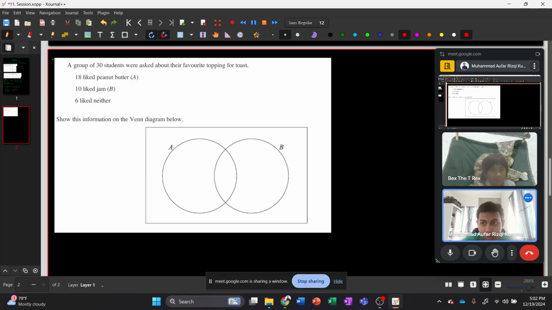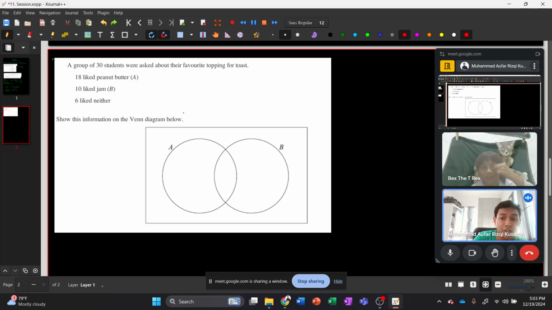Okay, so I want you to complete the diagram. A group of 30 students were asked about their favorite toppings for toast. 18 like peanut butter, denoted by A. 10 like jam. 6 like neither. Show the information on the Venn diagram below. Usually when we do a Venn diagram, we start from the... Okay, because 18 equals A, you put 18 in the A circle, also known as the left circle. But here's the thing, Bex. There could be a student who likes peanut butter and jam.